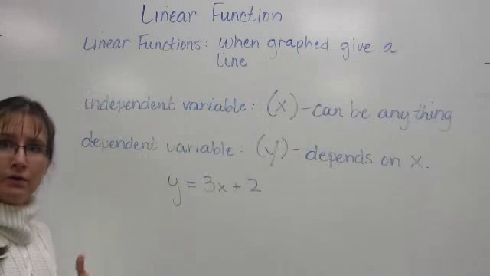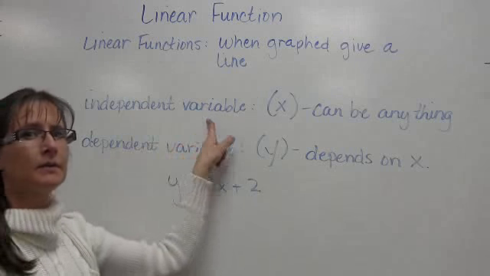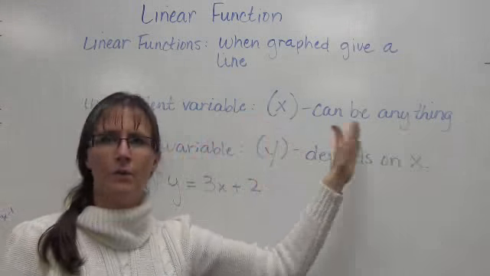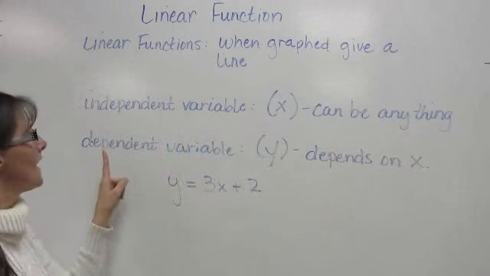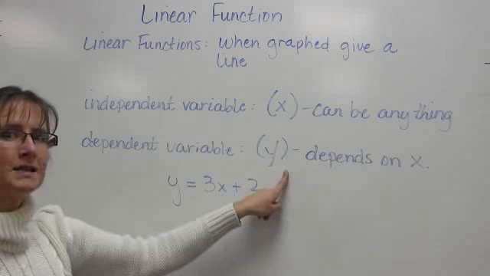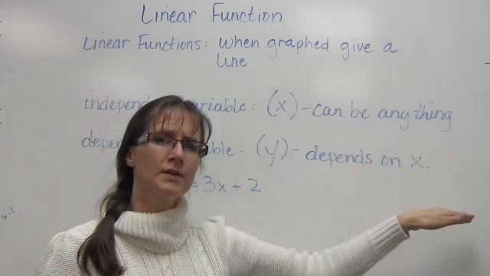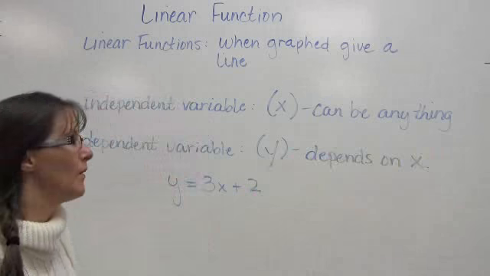The two variables that we graph would be the x. X is your independent variable. That means it can be anything I want it to be. Whereas the dependent variable is y. And y is dependent because it depends on x. It depends on what I do to x. That will give me y.